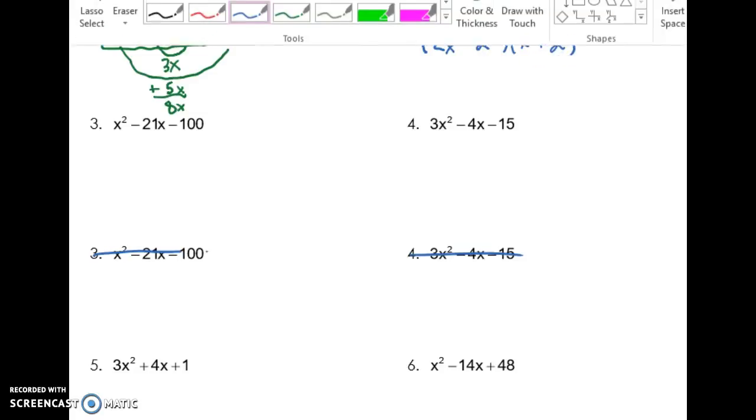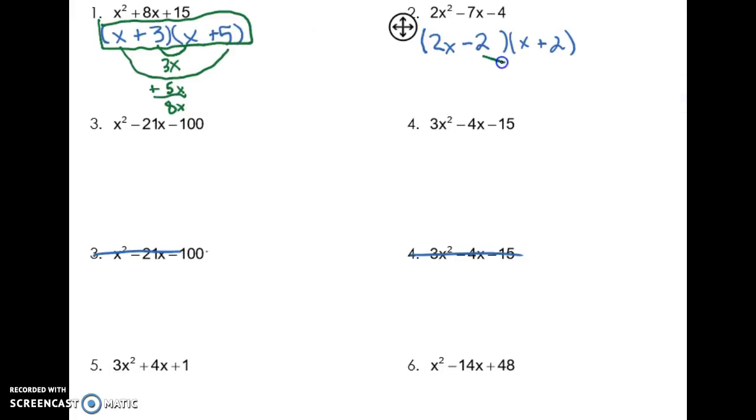And we'll see what that gives us. Well, that'll give us a negative 2x. And that's a 4x. And so when I add them together, I get 2x. That's not the combination I'm looking for because I want my middle term to be negative 7. So I'm going to have to adjust this.